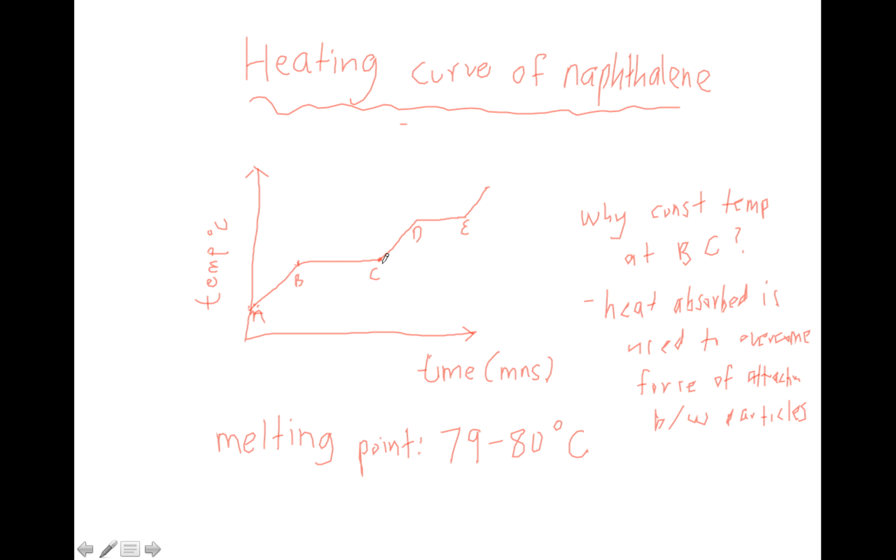So what about line CD? The temperature just increases. No phase change. The phase change occurs here. The reason? The same thing. Heat absorbed for naphthalene to overcome the force of attraction between the particles. And at point E, naphthalene becomes a gas. That's it. Straightforward. Now, one more thing they like to ask is, why is there a water bath? So for this particular experiment, they like to use a water bath. Okay. The reason?